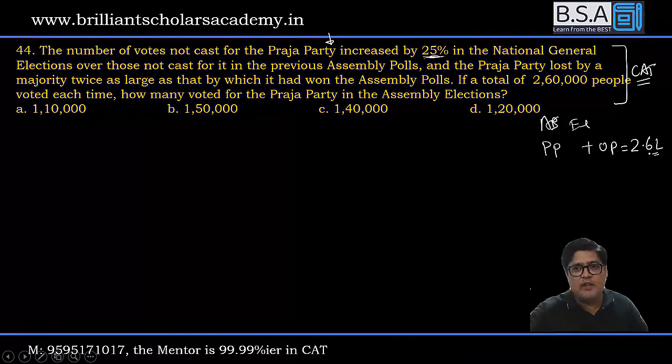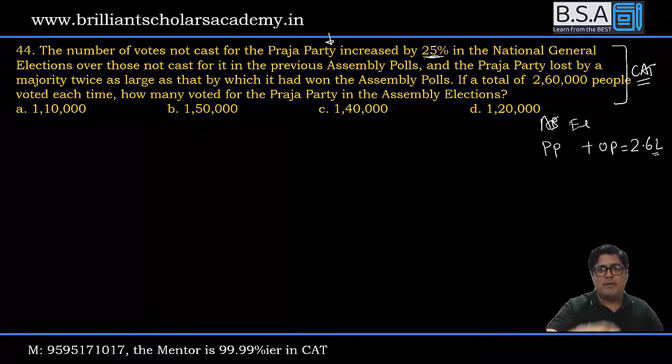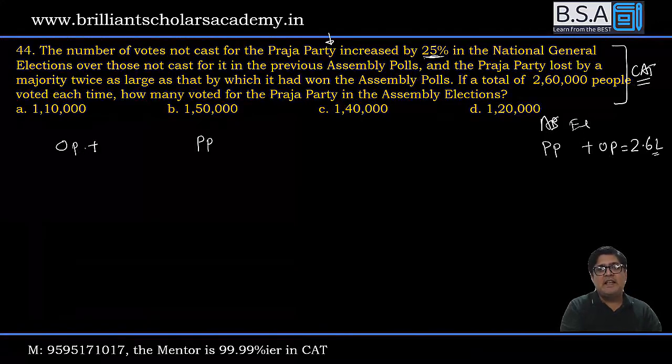It was originally 2.6 lakhs total, Praja Party and opposition. Now I am saying Praja Party ka vote is PP, opposition ka vote is OP. This is increasing by 25%. Opposition का share is increasing by 25%. तो ये share कहाँ से आएगा? It is going to be compensated from the vote share of प्रजा पार्टी.